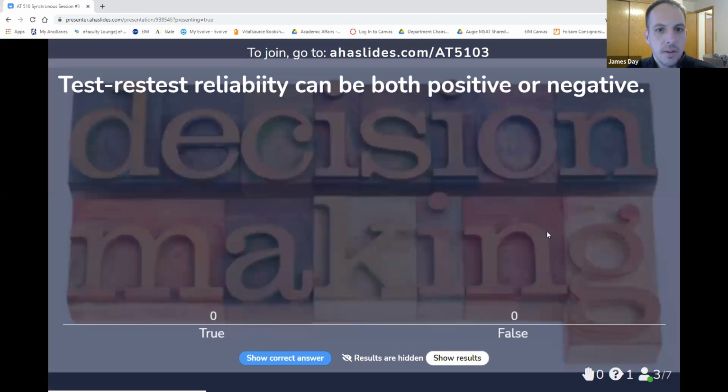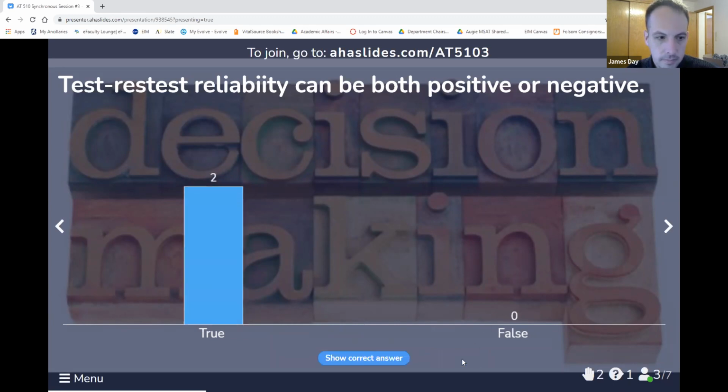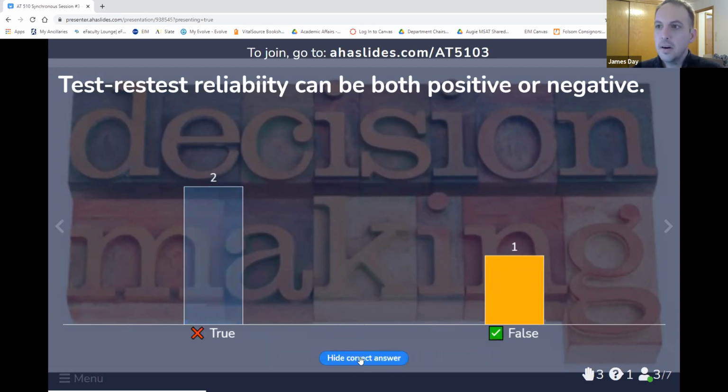So test-retest reliability can be both positive and negative, true or false? Two true, one false, and it is false on that. When you're thinking it can be positive or negative, you're thinking of correlation analysis, right? And test-retest reliability is a correlation, but you can't have an inverse correlation, right?